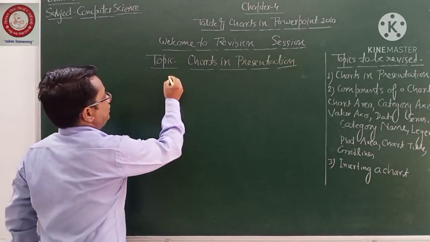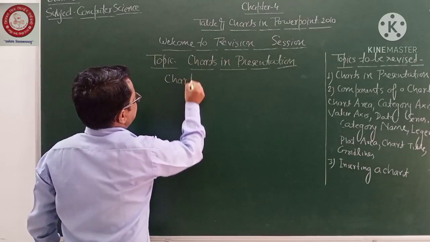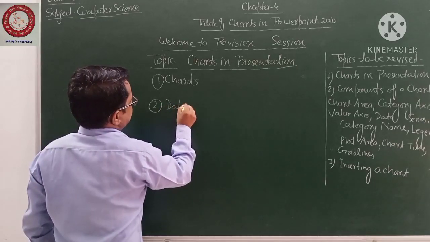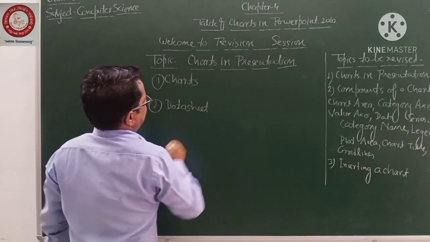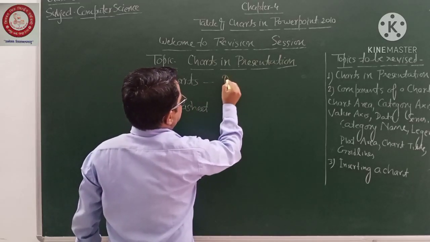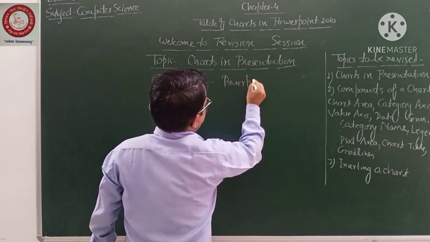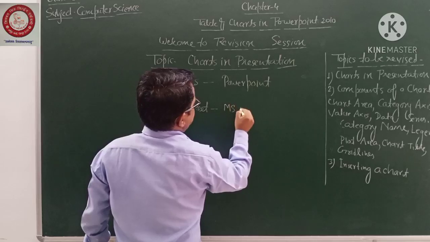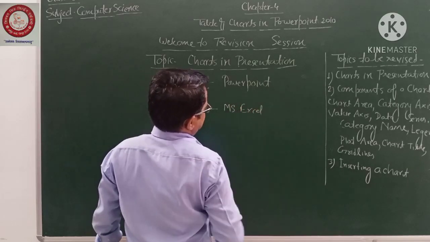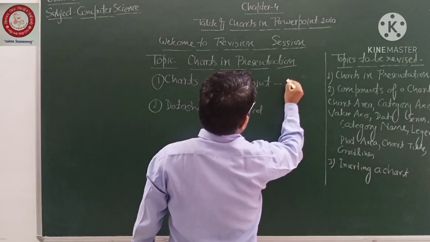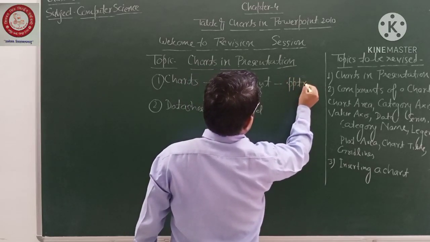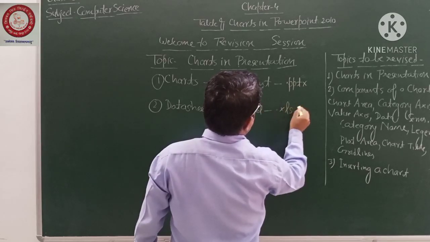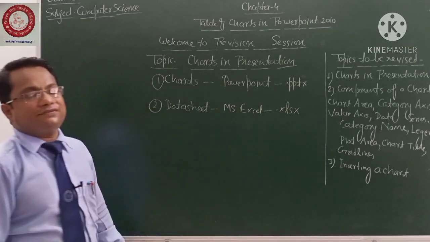So right now you have understood here, you have revised what is a chart, first one, and second one, what is a data sheet. The chart is in PowerPoint, and the data sheet is in MS Excel. The file extension for this is PPTX, and for this XLSX, right? These are the file extensions.